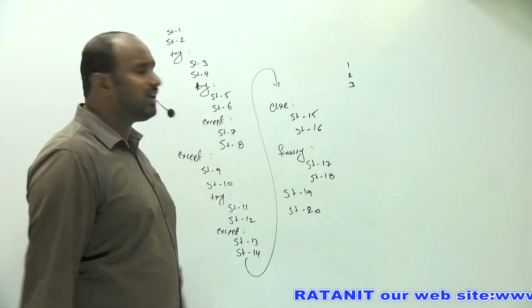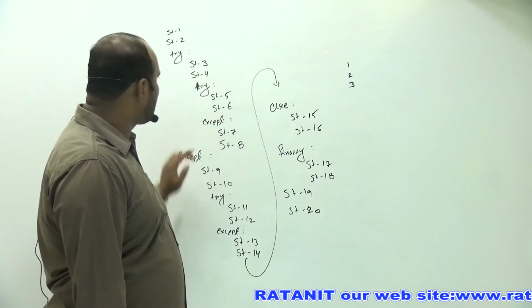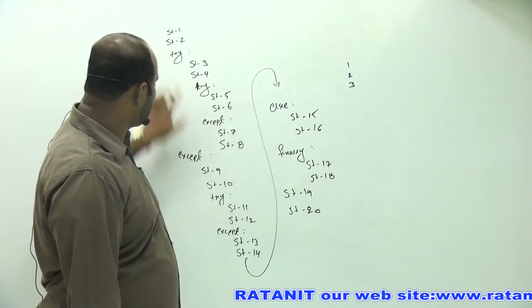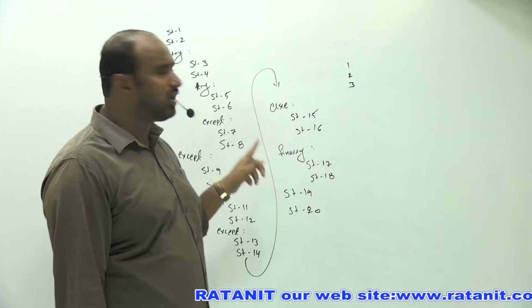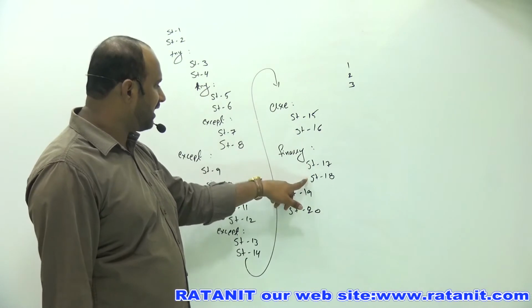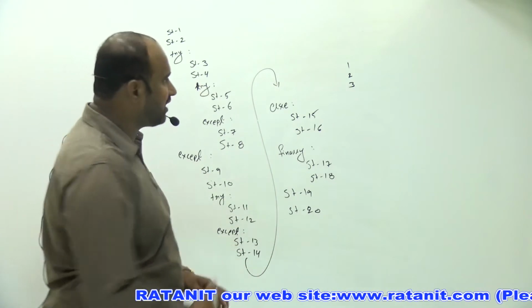Tell me, what is case number 3? Check case number 3. Exception raised in statement 3, except block is matched, right? Then what is the output here? 1, 2, 9, 10, 11, 12, 17, 18, 19, 20. Normal termination, right? That's it.